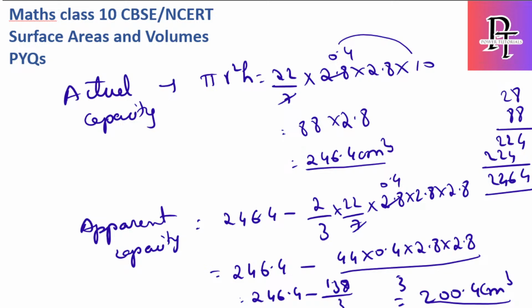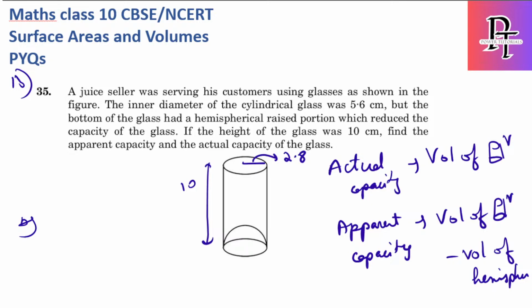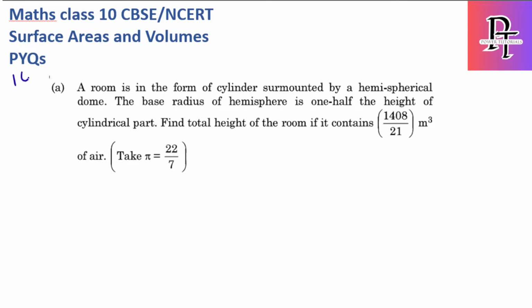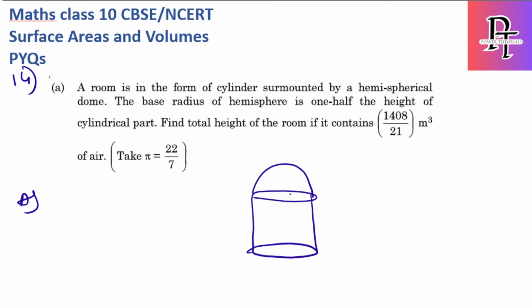Let's see the next one. 13th is done. Let's see the 14th one. A room is in the form of a cylinder surmounted by a hemispherical dome. So we have a cylinder room. You can see that most of the questions are combinations of cylinder plus cone or cylinder plus hemisphere, so it will not go beyond these questions. Hemispherical dome, something like this.